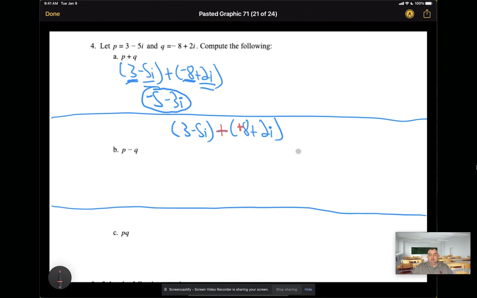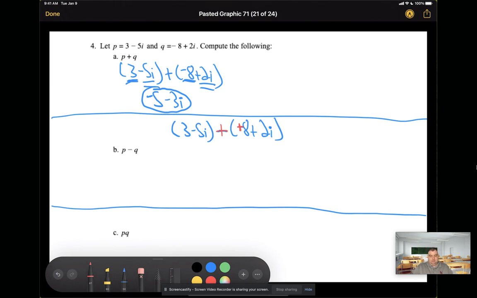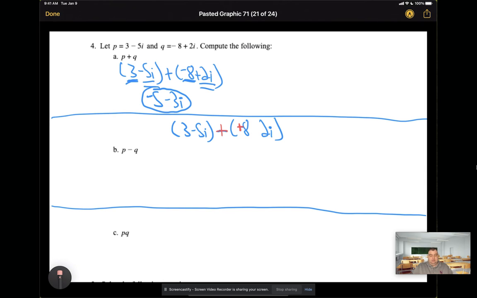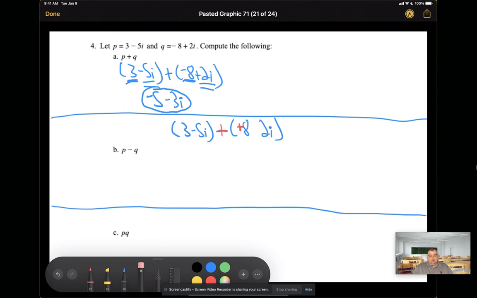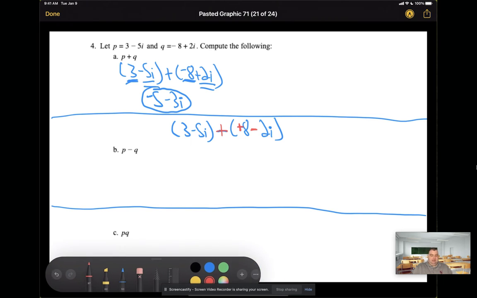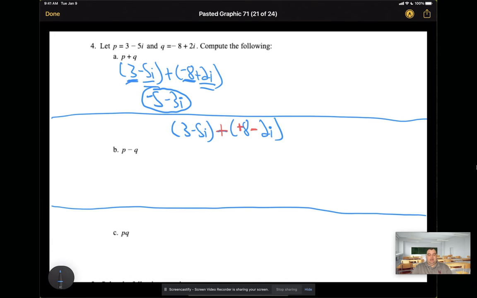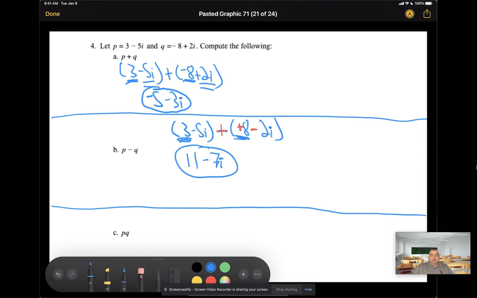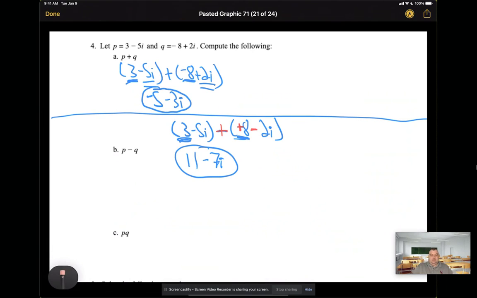So negative 8 becomes positive 8. And plus 2i becomes minus 2i. And now I could treat it like an addition problem. So now I have 3 and 8, which is 11. And I have negative 5i and negative 2i, which is negative 7i. So my answer when subtracting is 11 minus 7i. So that's my subtracting one.